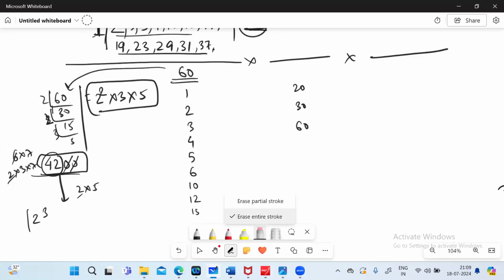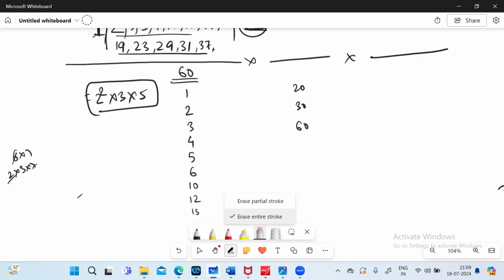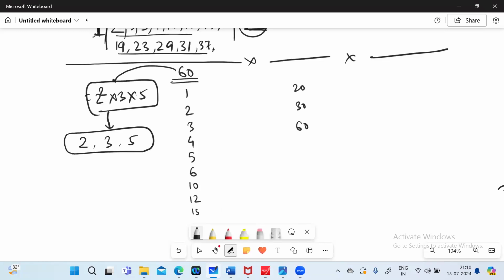The reason I did prime factorization here is that I wanted to tell you that 60 has been made by 3 primes: one is 2, one is 3, one is 5. The powers are different, but the primes are 2, 3, 5. So a basic observation or common sense will say that all the factors of 60 will be made from 2, 3, or 5 only.